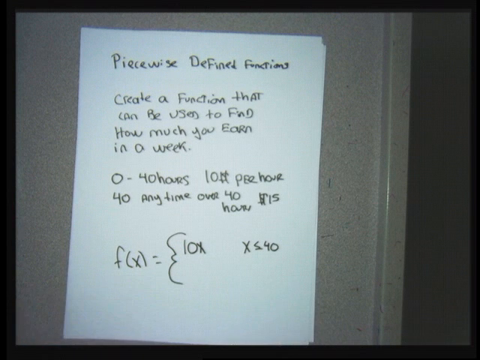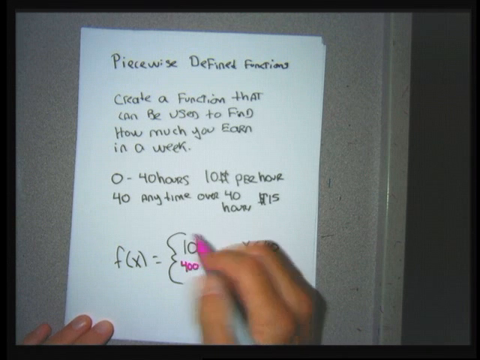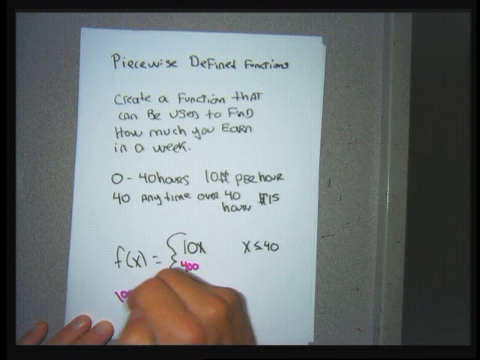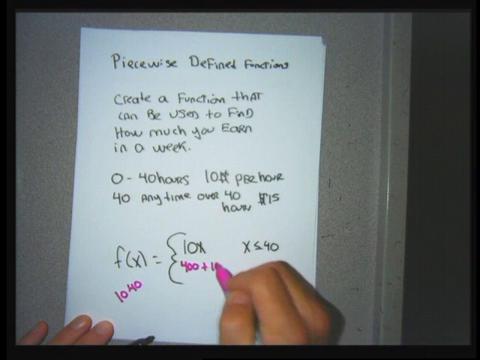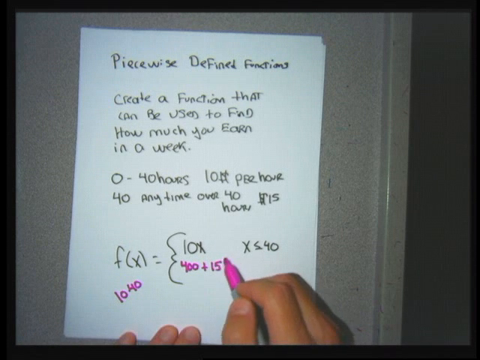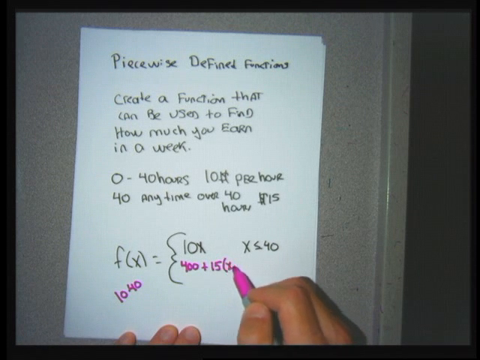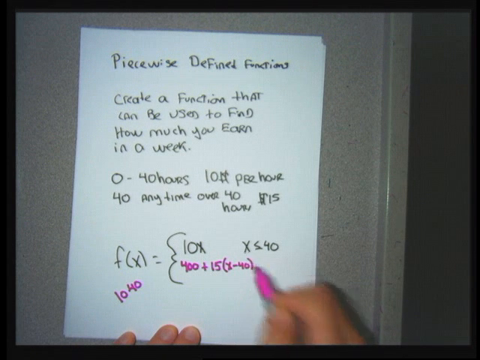And if I work more than 40 hours, my pay is going to be this. It's going to be the $400 I get for working the 40 hours, which is $10 per hour times 40 hours, plus $15 per hour for any overtime. And the overtime is going to be the number of hours I work over 40 hours, or the number of hours I work minus 40.